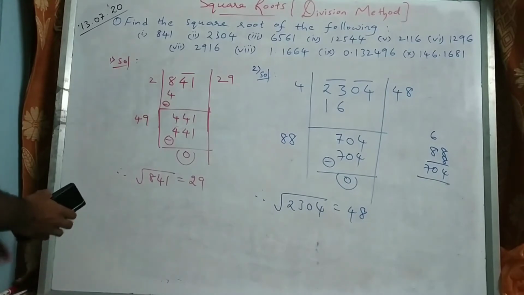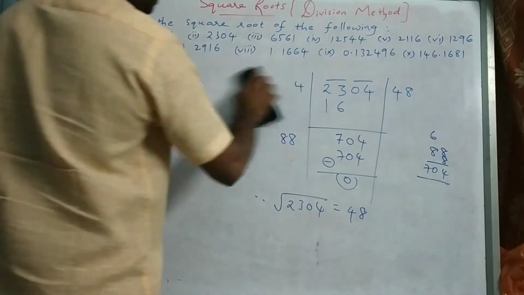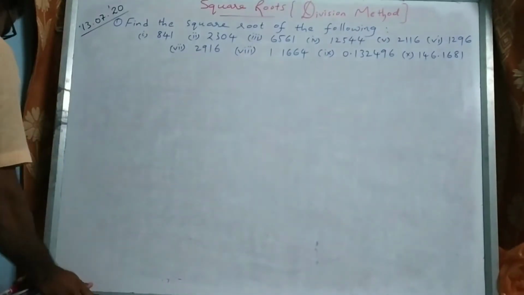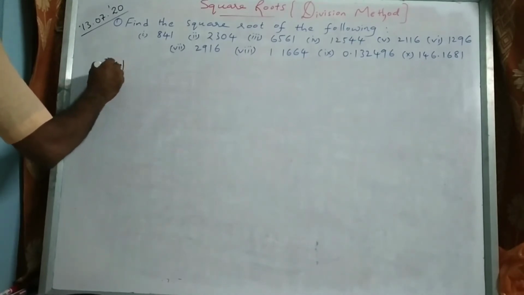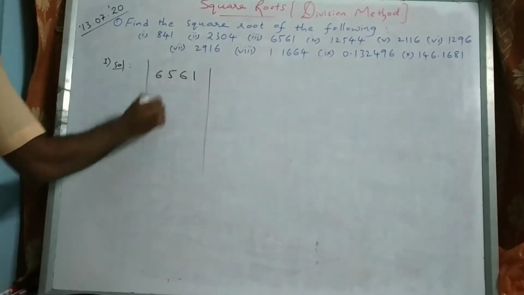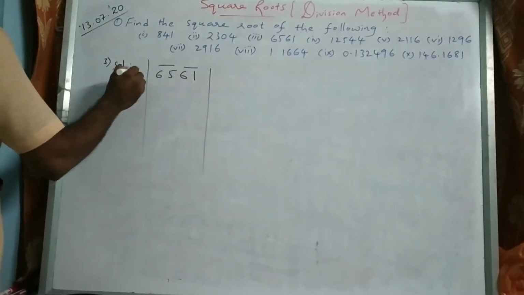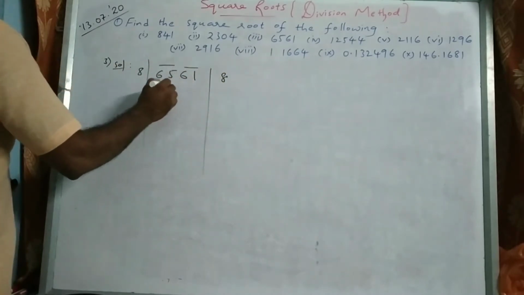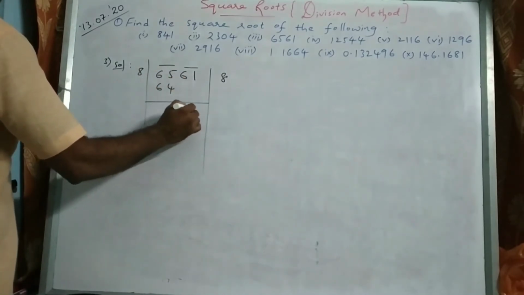Okay? Now third question. Third solution, 6561. So make two digits. Now whatever number we write here, the same number we write there. 7 7s are 49, 8 8s are 64. Now subtract, 1. 61 should be brought down.